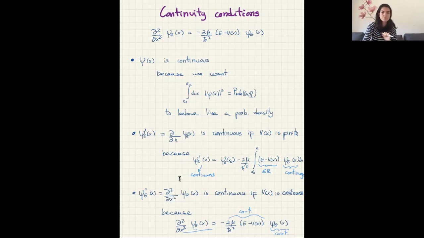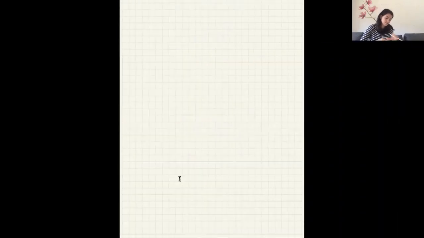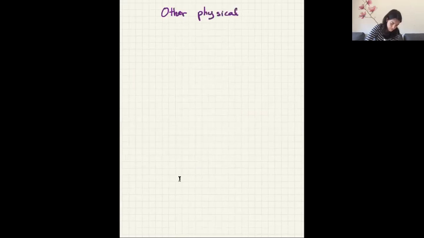But there's a few more physical conditions that we will ask for. So the first one is going to be that the wave function is normalized.